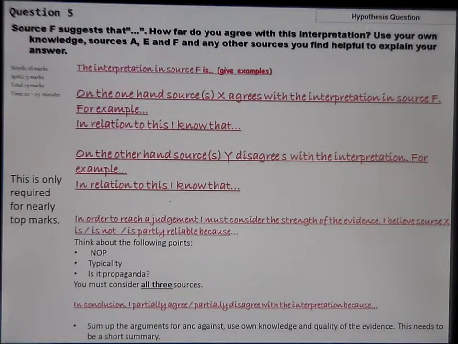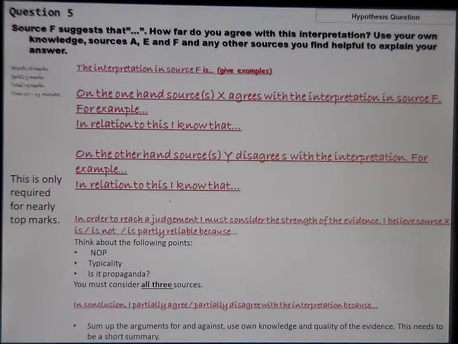arguments. Okay, but stress again, the bulk of your answer must be on the contents of the source and your own knowledge, evaluating that statement in the question. And NOP is only used when you're satisfied that you've got a really decent answer for the sources that agree, the sources that disagree.